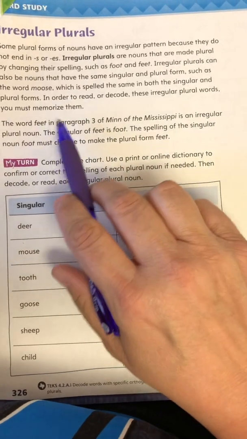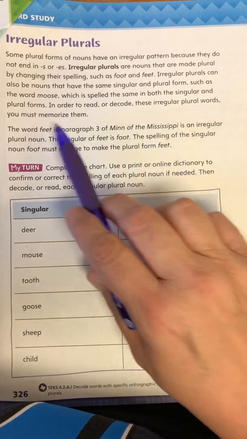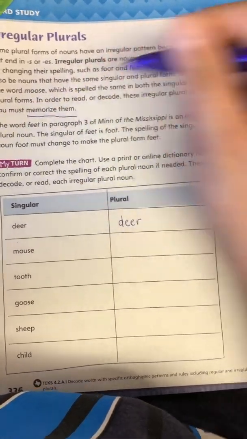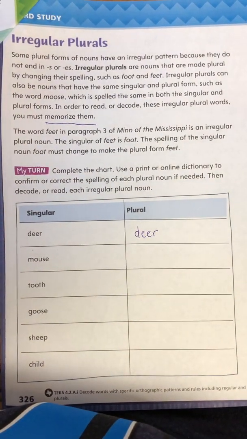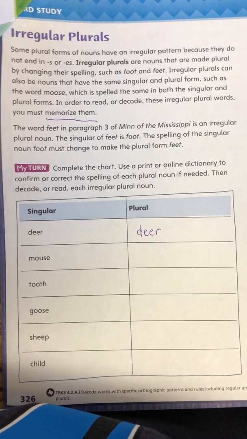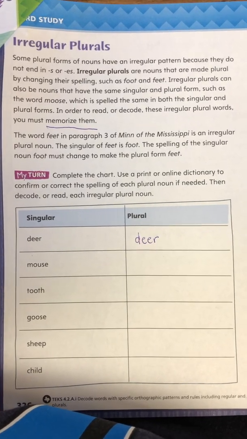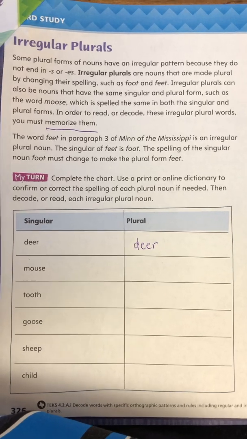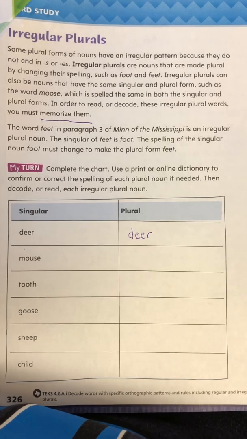All right, so in order to read or decode these irregular plurals, you just got to memorize them. And I know that stinks because it's sometimes hard to memorize things, but these are words that you're going to use a lot. Sometimes when we have irregular plurals, we're not quite sure what the irregular is. Like if you said it's a cactus, we just have to learn that when there's more than one cactus, they're called cacti.